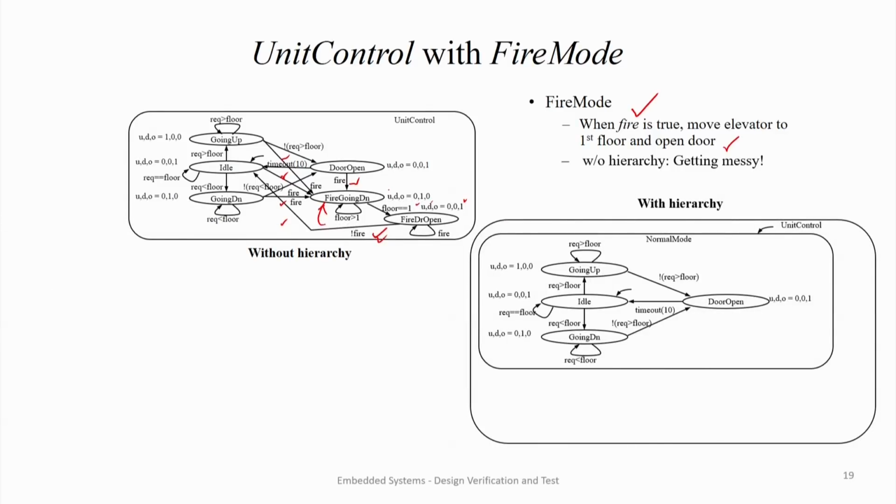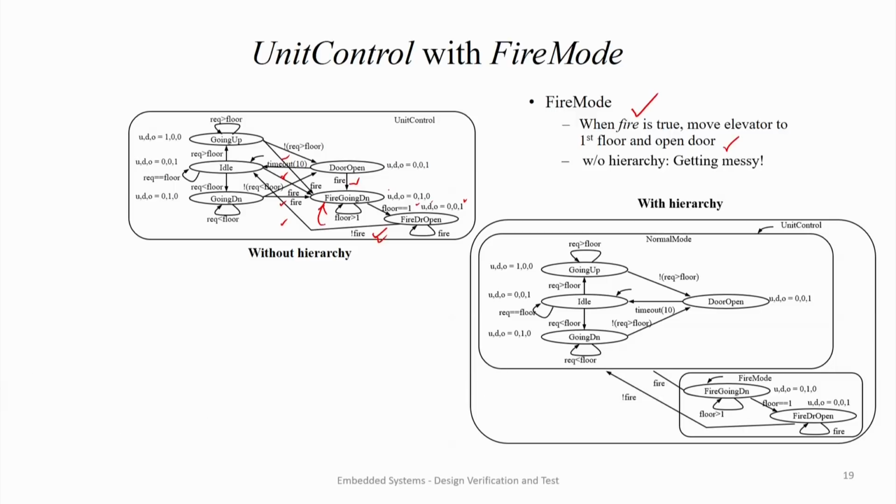Now, when we have hierarchy, we can model this whole FSM with two hierarchical states. So, we now have two composite states, one is the normal mode and the other is the fire mode. The normal mode is our original machine and we move to the fire mode from the normal mode. Whenever there is a fire, we move from the normal mode to the fire mode, and whenever the fire is extinguished, we go back to the initial state of the normal mode from the fire mode.